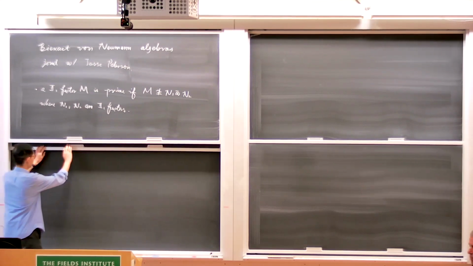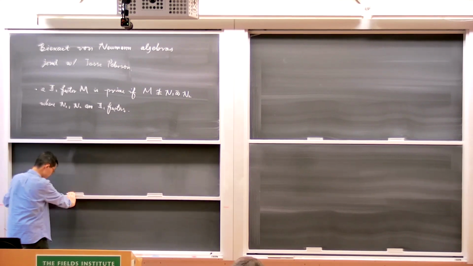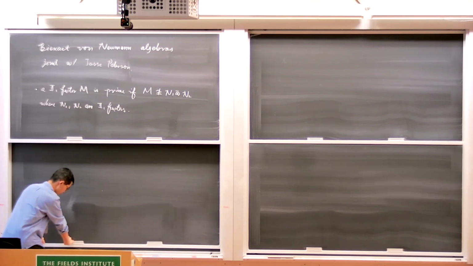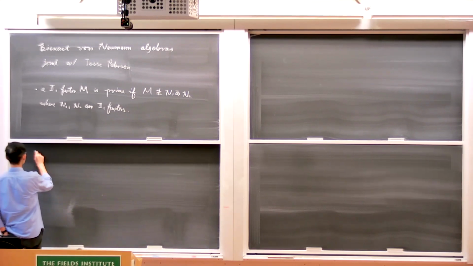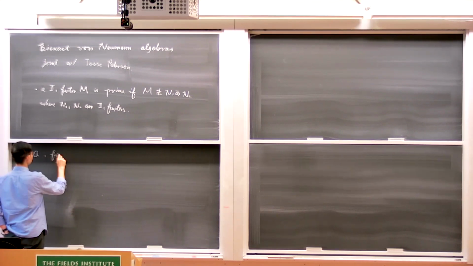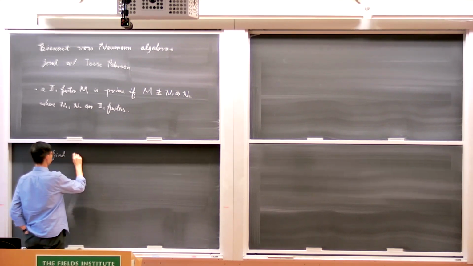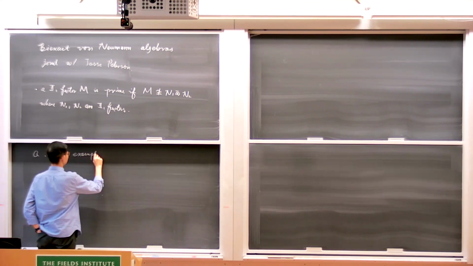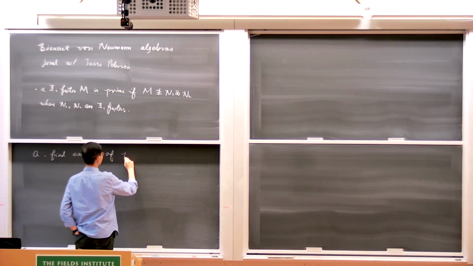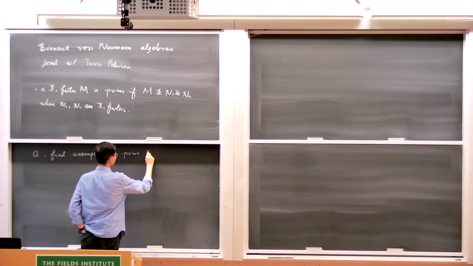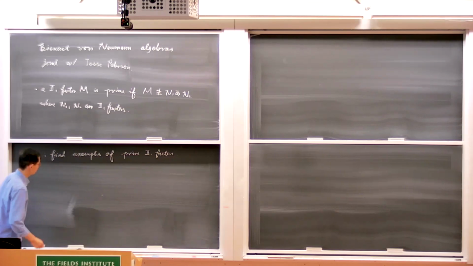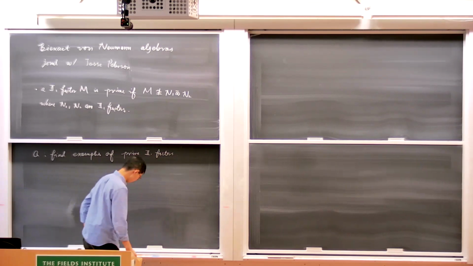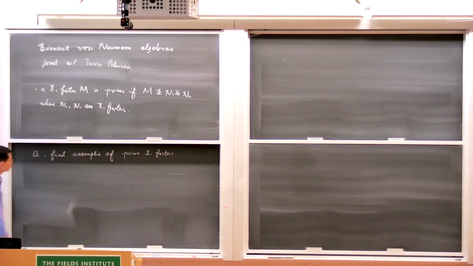So this is a natural structure question you can ask about any von Neumann algebras, and the motivating question would be: find examples of prime II_1 factors, or just prime von Neumann algebras in general. And I think Greg will talk more on the primeness later this afternoon. But okay, so what are the examples?